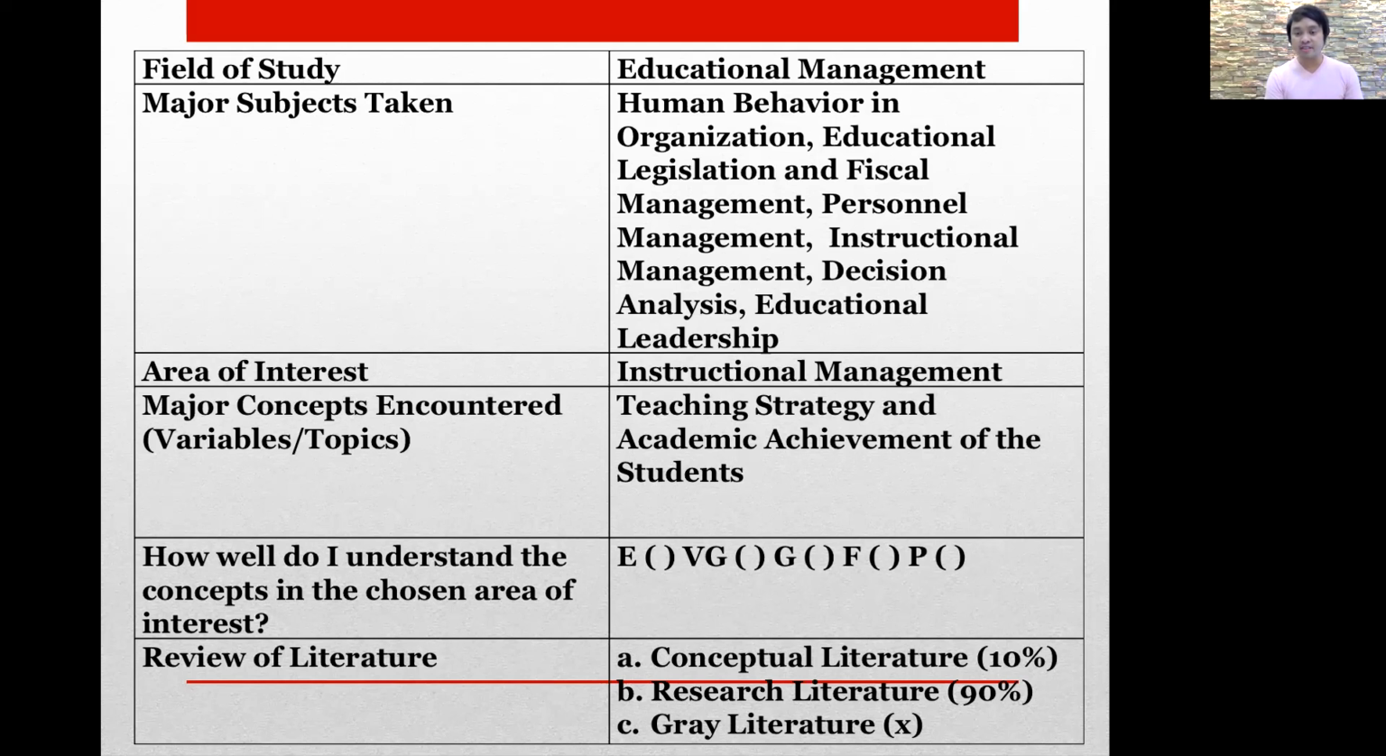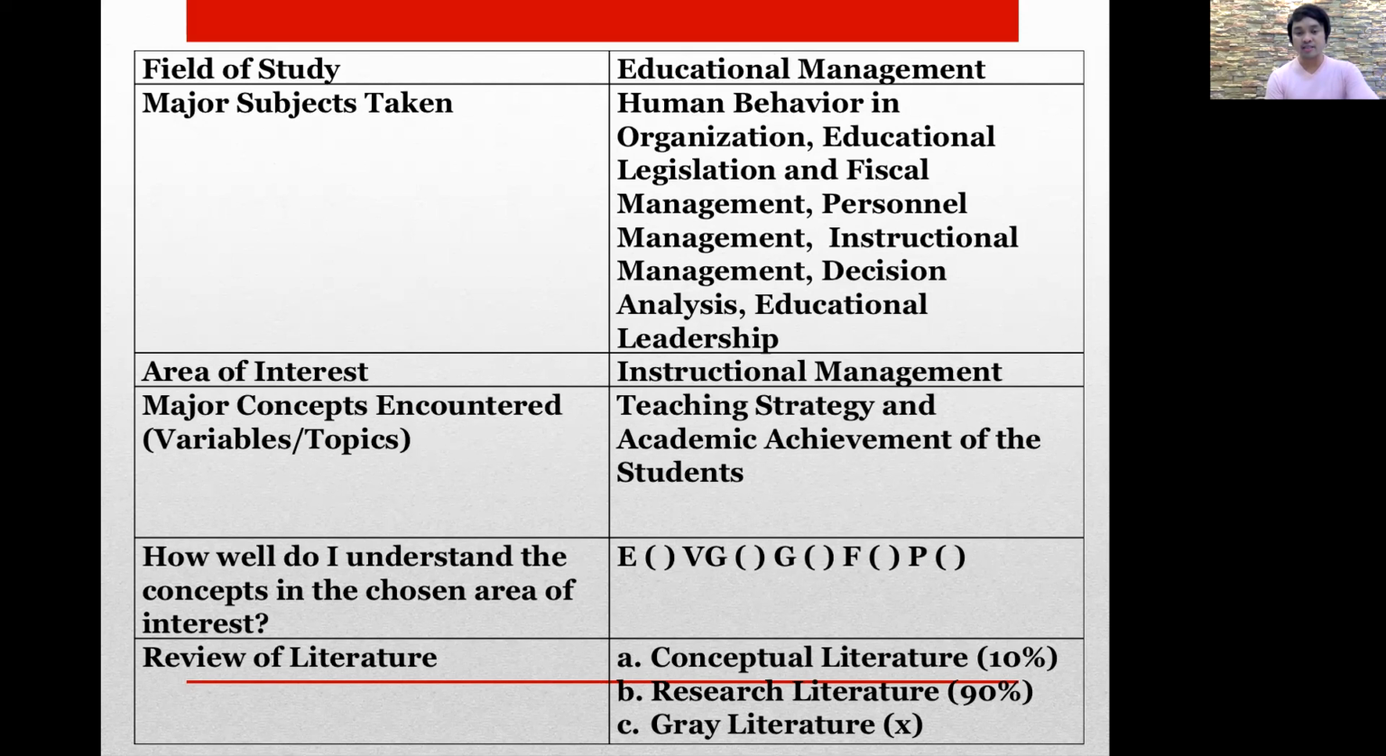When we say naman research literature, these are actual researches that are published in different reputable journals. And when you say published, naka-IMRAD siya: introduction, methodology, results, and discussion. IMRAD type yung ating research literature. Yung gray literature, ito yung mga thesis and dissertation na nasa library na punong-puno ng alikabok kasi walang bumubuklat, no? Hindi pa siya published, gray literature.